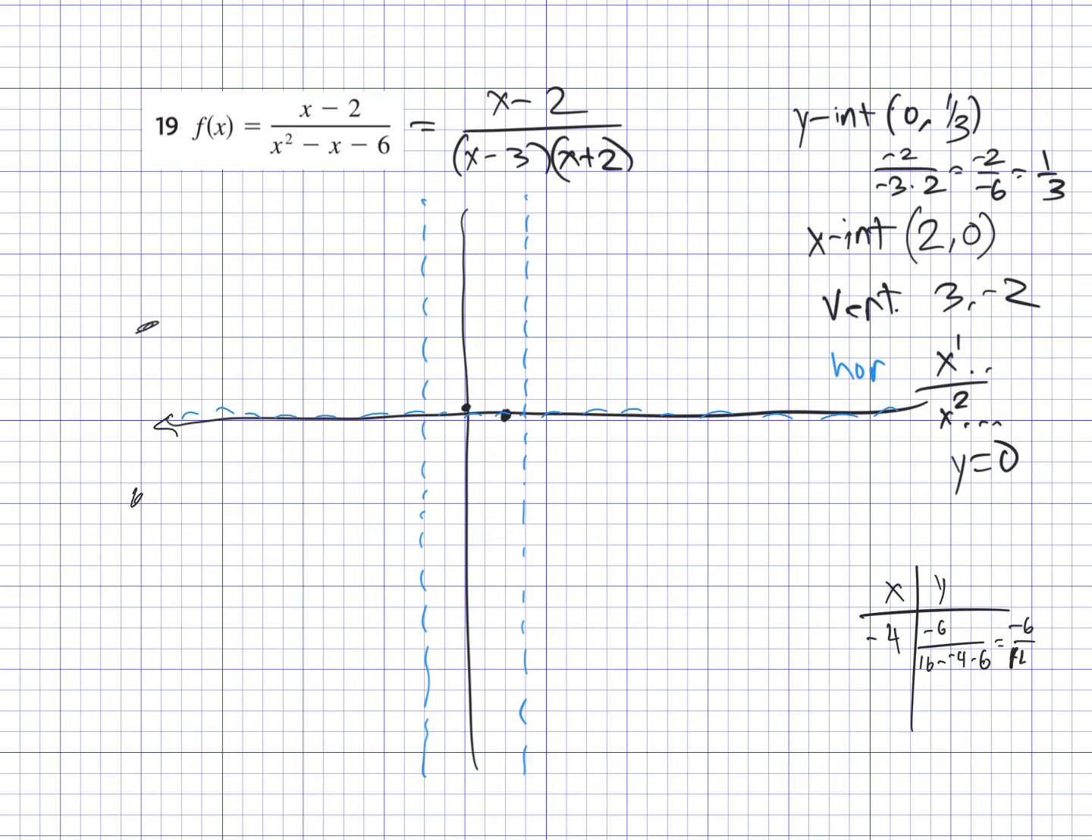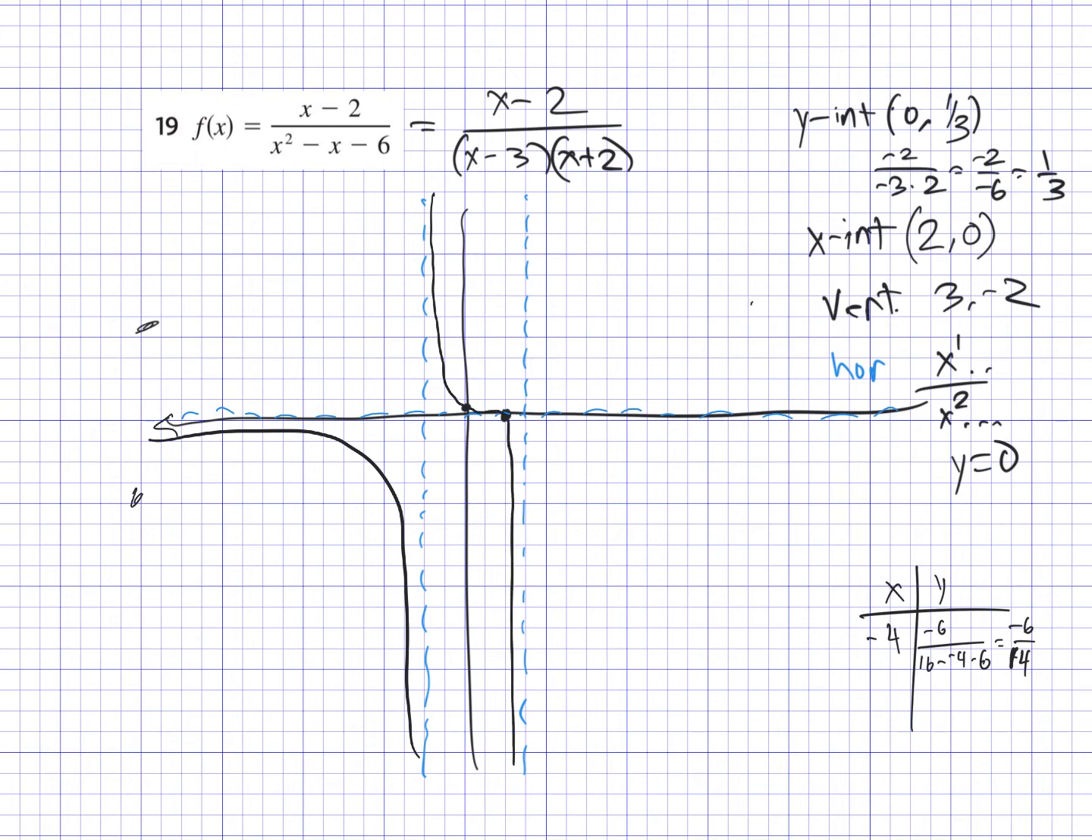Positive 14. So that's going to be negative. That's all I care about, positive or negative. So that means I'm down here. Now, since I'm above the horizontal asymptote at y equals 1/3, that means I'm doing this. Going over, and I hit that, and I come down.